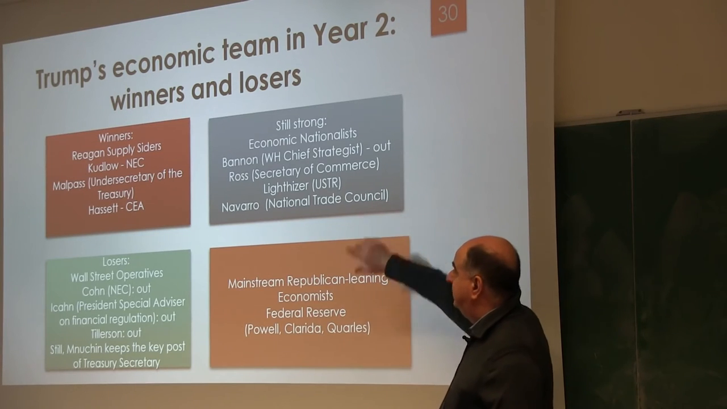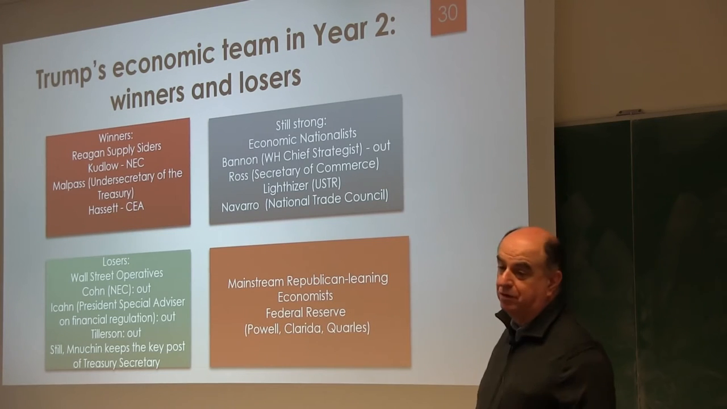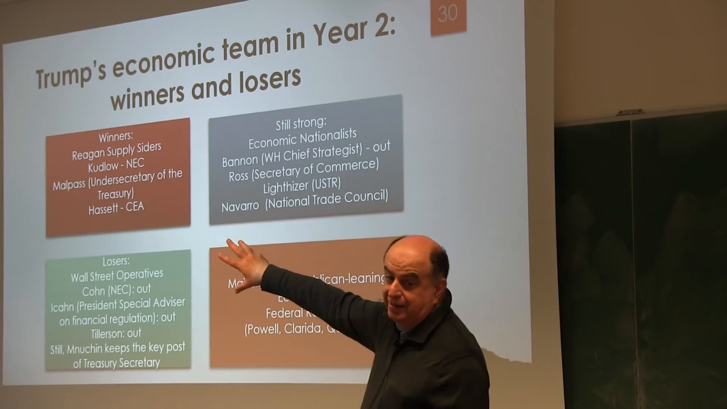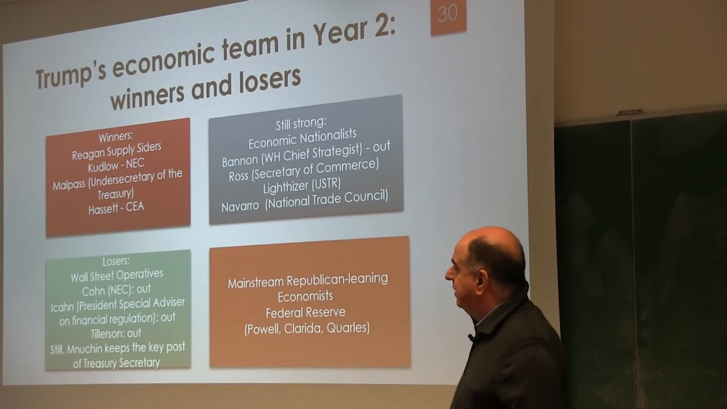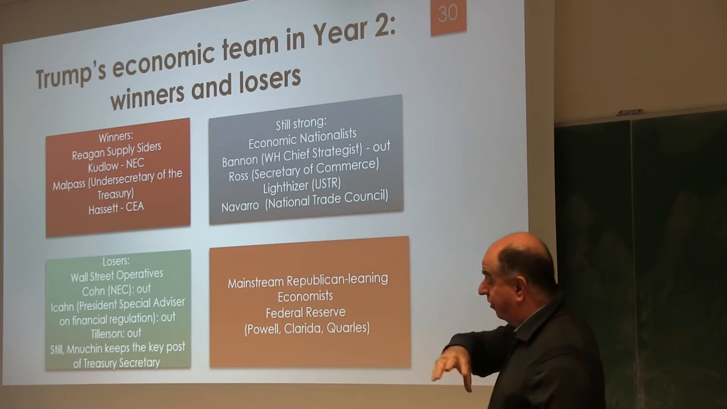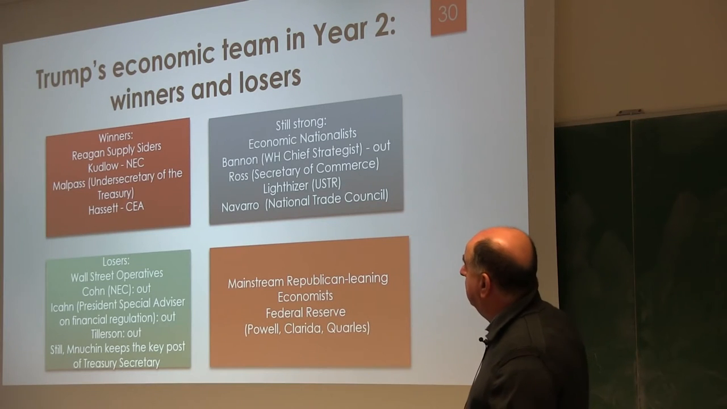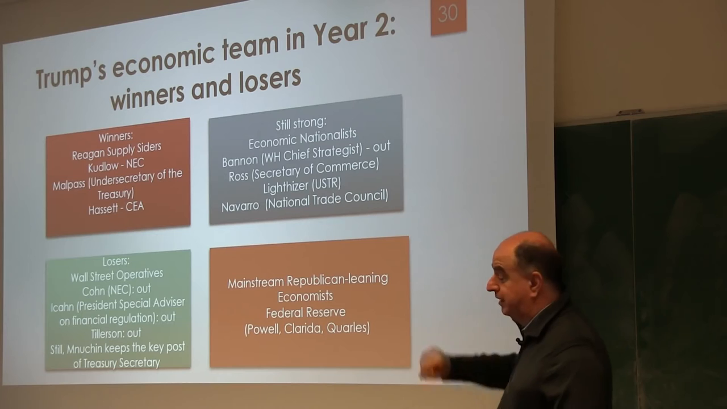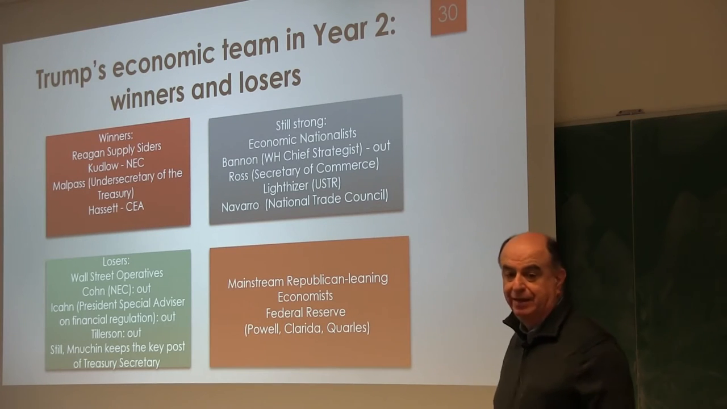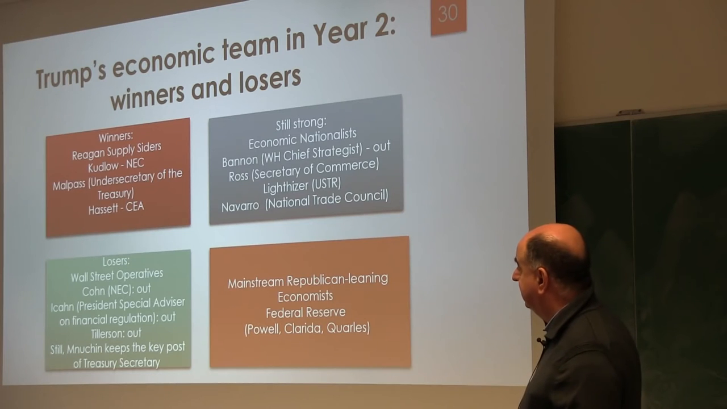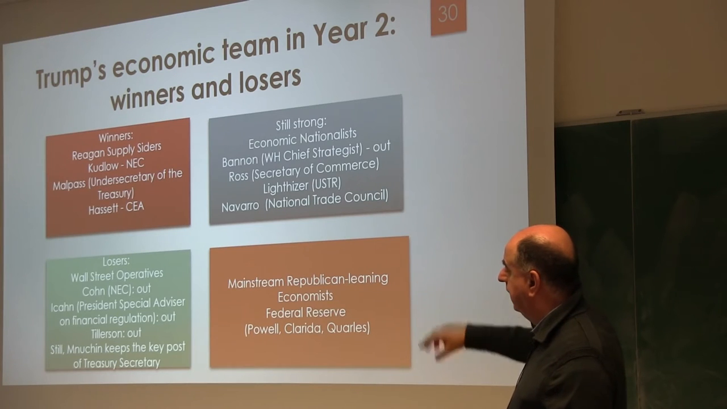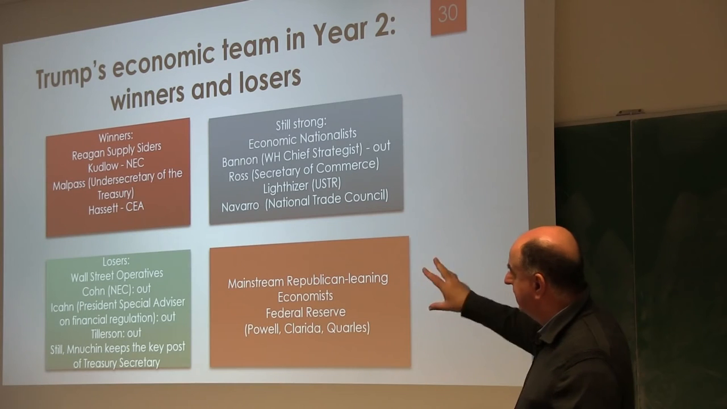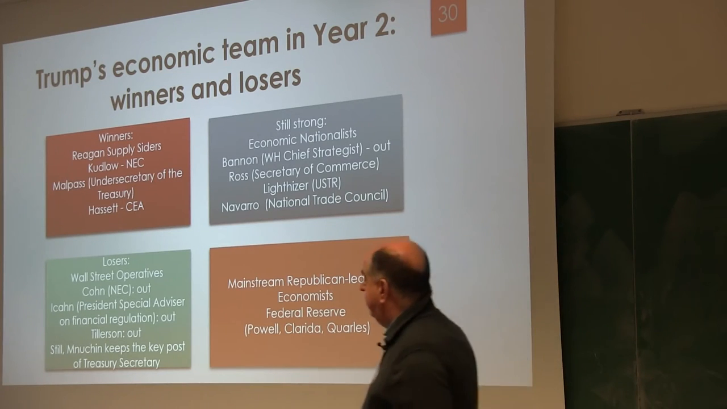Still strong, but with some changes, are the economic nationalists. Not to forget that the Reagan supply siders are pro-free trade. They support Trump on China, but they think that one trade war is sufficient, as we'll see later. So the economic nationalist Bannon is out, but Ross is still Secretary of Commerce, although there are rumors that he might leave soon. Lighthizer has become really the key person in the negotiations and is in a very strong position on trade. And Peter Navarro, who was overshadowed by Gary Cohn in the first year, has now gotten some of his power back.